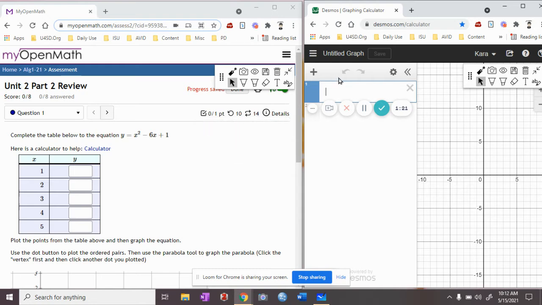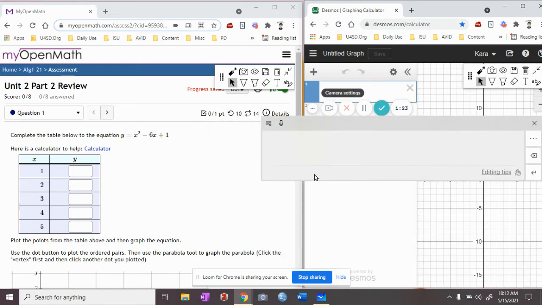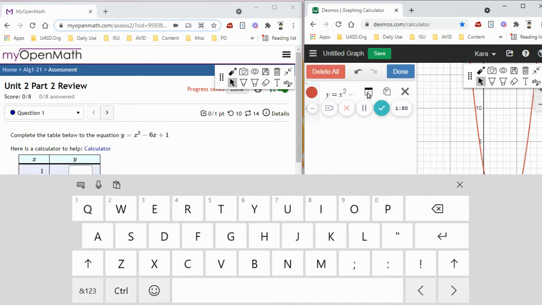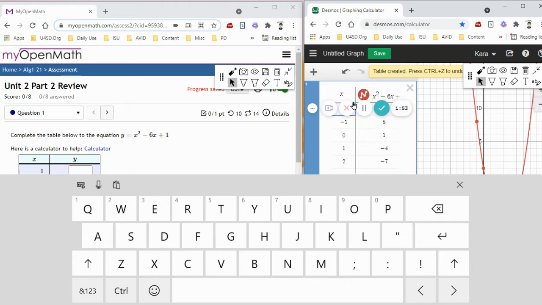So remember that you can type in your equation, y equals x squared minus 6x plus 1. Okay, so that gives us our graph and some of the points from our table. But if you come up to the cogwheel, remember you can make that into a table.